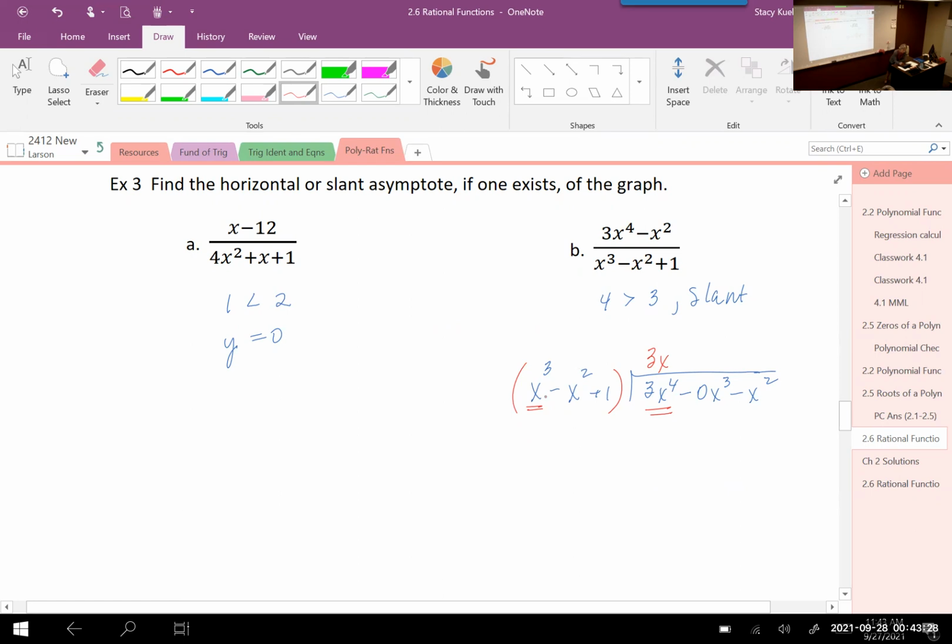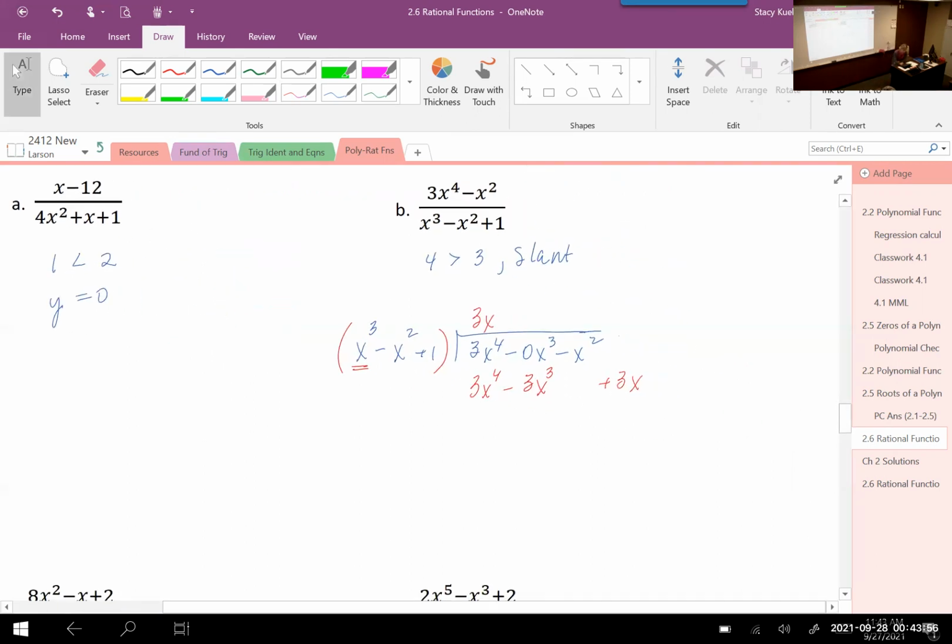So 3x times x cubed would be 3x to the 4th. 3x times negative x squared would be negative 3x cubed. And 3x times 1 is actually just 3x, right? So I need to move it over and line it up underneath an imaginary value over there. It's like place value, isn't it?